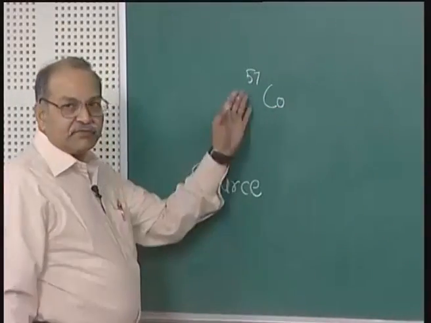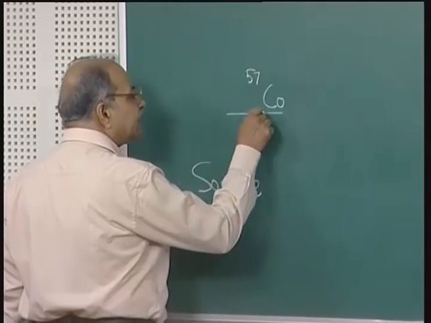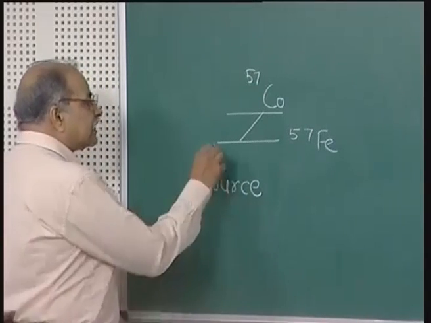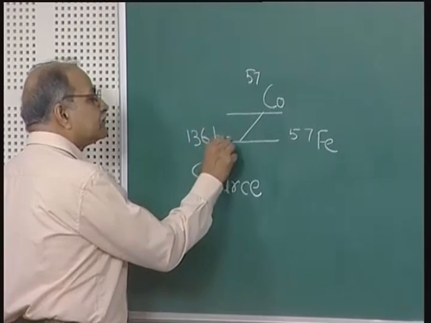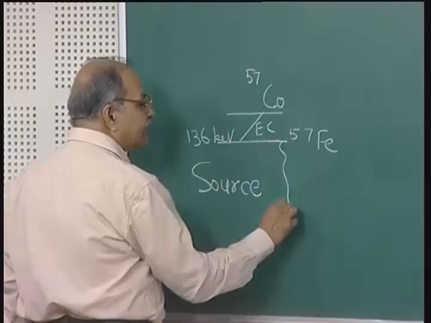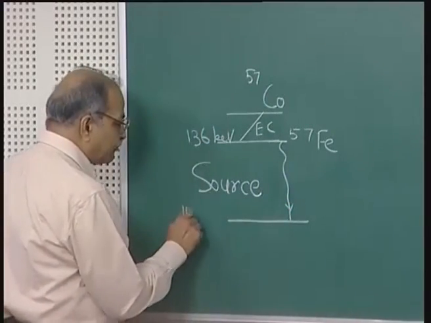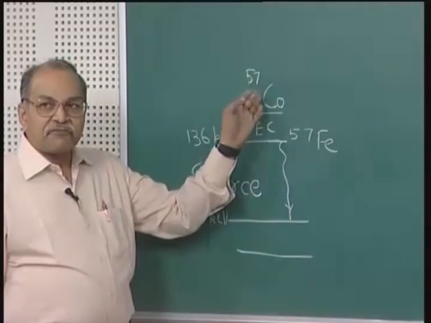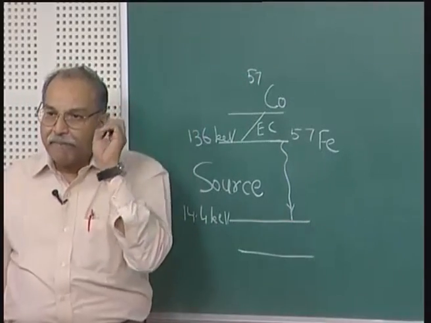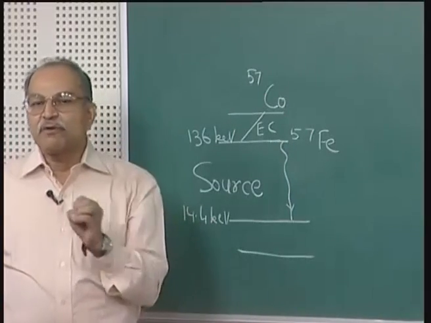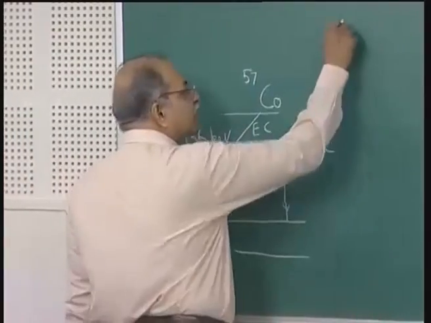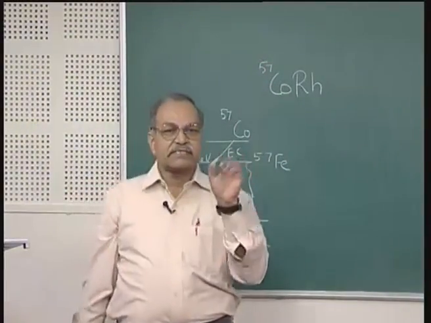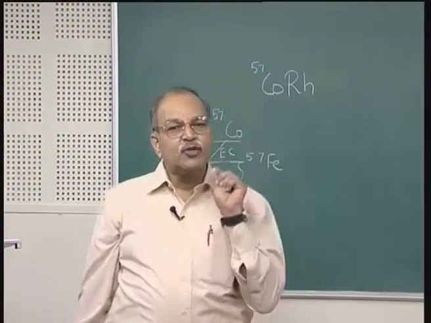So, cobalt 57 is a radioactive material. Through internal conversion it decays to iron 57, and when it decays to iron 57, that is created at 136 keV, and from there it decays to that 14.4 kilo electron volt level, and from there to the ground state. This cobalt 57 isotope is embedded in a cubic non ferromagnetic material. Most of the time the choice is rhodium, Rh. So, cobalt 57 is embedded, it goes and sits at rhodium sites in very dilute proportion.